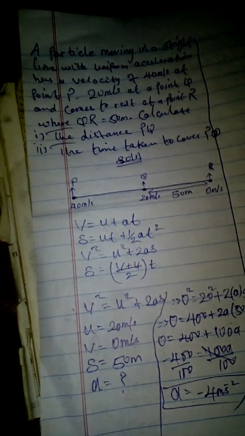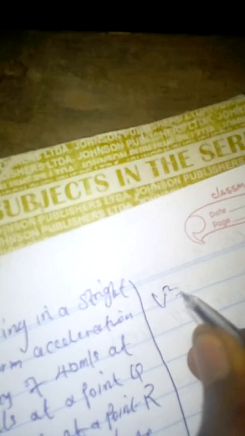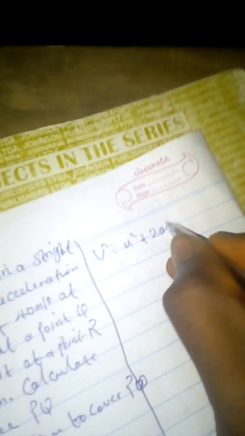Now, going further, we are coming to the question that we are asked to calculate. We are now going to calculate the distance from this point to this point. Now, from this particular equation that we have written, we have already seen this equation. It is the same equation that we are going to use again. V square is equal to U square plus 2AS.